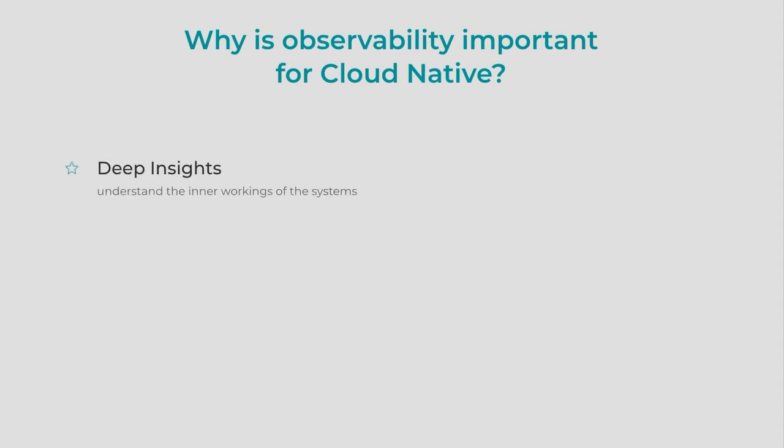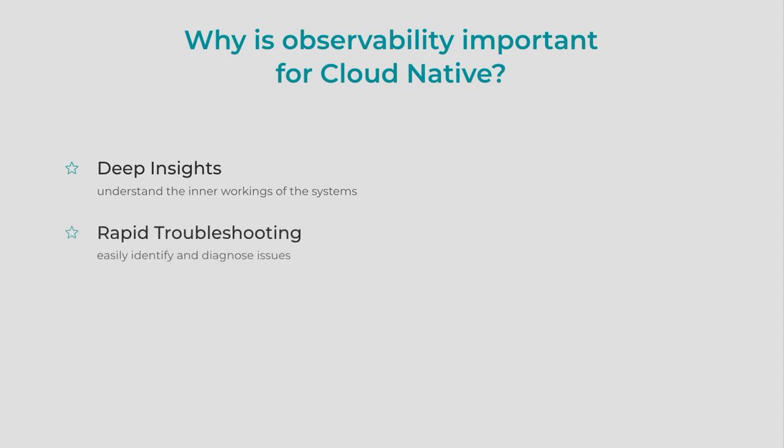The first is deep insights. With observability, you can easily understand the inner workings of complex systems, from user requests to the performance of individual services. Remember, one of the core features that qualifies applications as cloud native is often microservice architecture. So this means you have multiple complex systems running. With observability, you're going to have deep insights into the performance of each of these individual services.